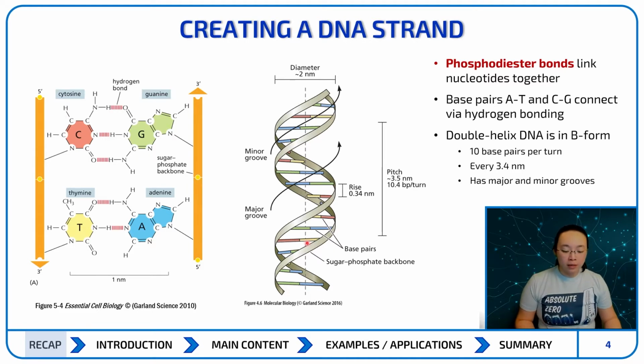What's important to remember is that your DNA helix, the ones that we have, the double helix, is in a B form, and that means there's 10 base pairs per turn. There are 2 other forms of DNA, the A form and the Z form. The A form has 11 pairs per turn, and the Z form has 12 pairs per turn.